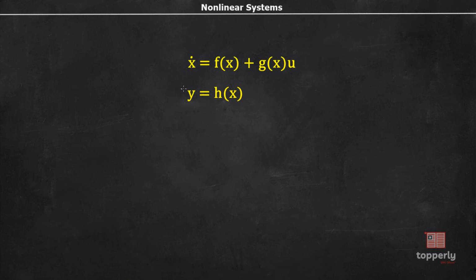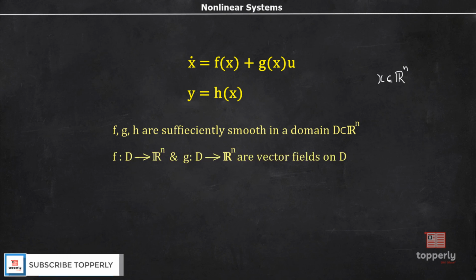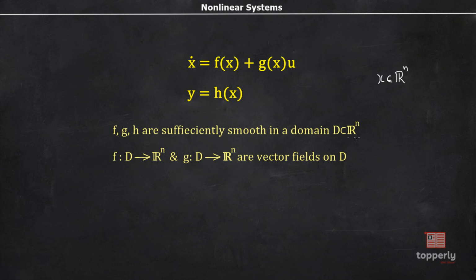Suppose we have a class of single input, single output system of the form x dot equal to f of x plus g of x into u and y equal to h of x, where f of x, g of x, and h of x are nonlinear functions and x belongs to Rn. Also, f, g, and h are sufficiently smooth in a domain D subset of Rn, and the mappings f from D to Rn and g from D to Rn are vector fields on D. So, we have a space Rn in which we have our domain of interest D.